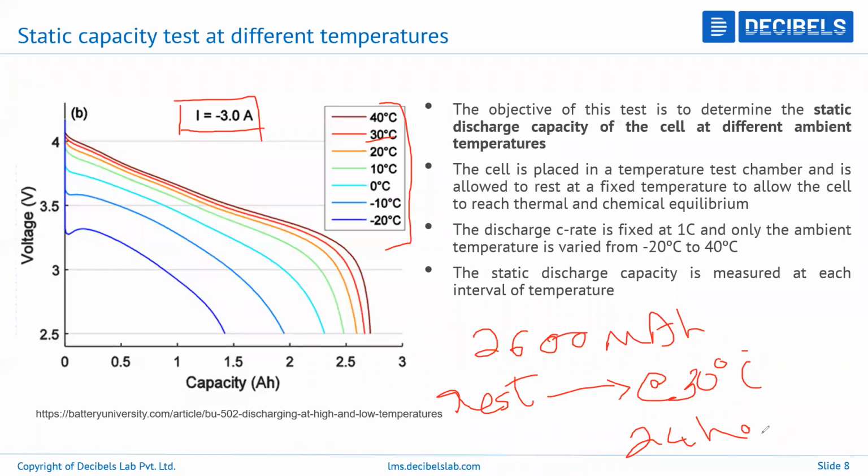24 hours. Okay, this particular time period is purely dependent on the person who's testing the cell. It is not necessary that you have to do it for 24 hours. You can even do it for 4 hours, 8 hours, 10 hours, or even up to 2 days, 3 days, depending purely on how sensitive you want the results to be. But it is recommended that it is kept at 24 hours in order for the cell to obtain thermal equilibrium.